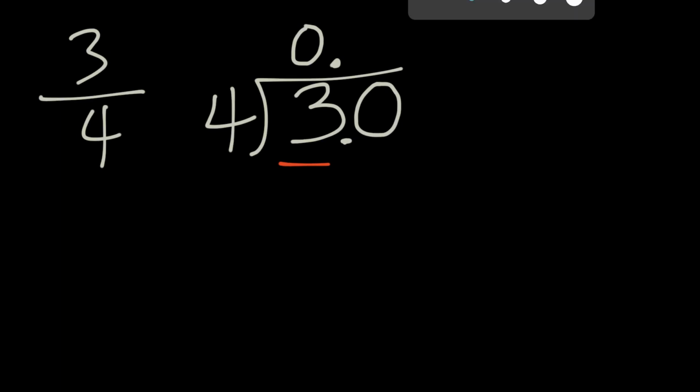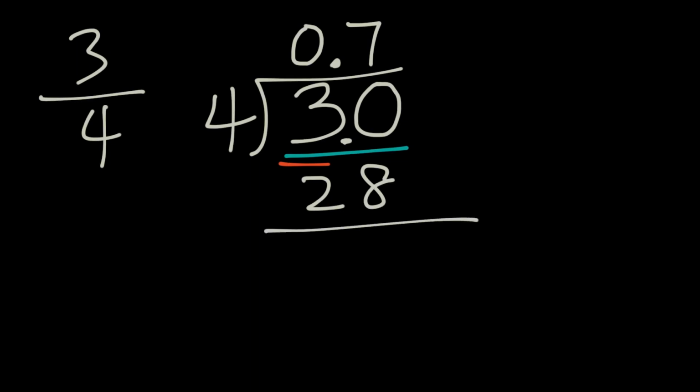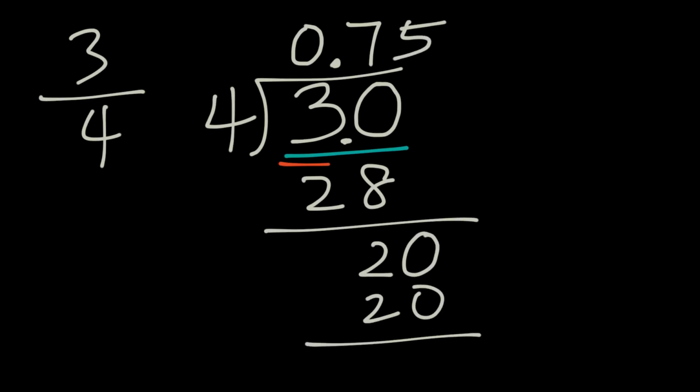Now when we do this, we are now looking at 30 as the number to divide by 4. 30 divided by 4, we can use 7, which is 28, and this comes out to 2. And then we'll bring another 0 down. And 4 times 5 equals 20. So the answer is 0.75. Here is another example.